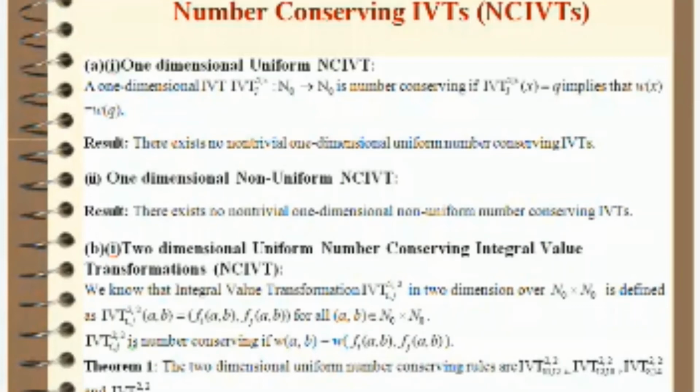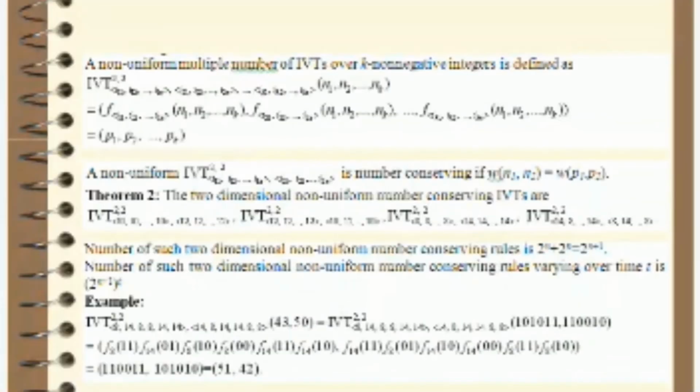Then next, two-dimensional non-uniform number conserving IVTs. Similarly, in the same manner, we have got some two-dimensional non-uniform NC-IVTs, and there IVT 1010 up to 10. Next is IVT 1212 up to 12. And this is written in terms of two rule vectors.